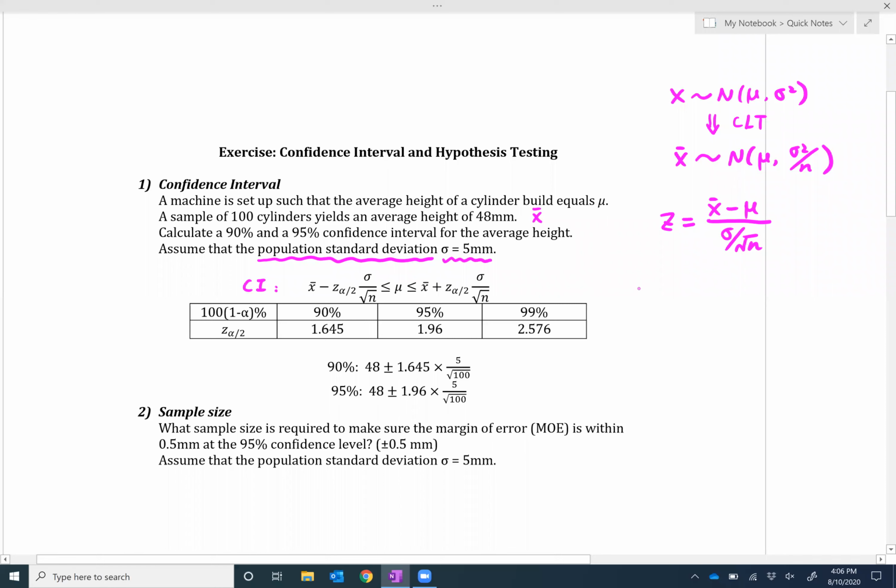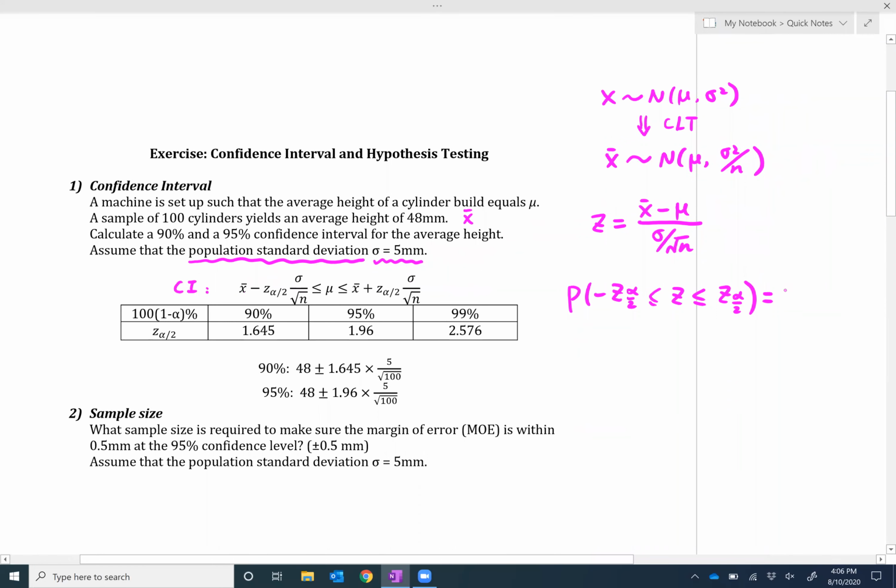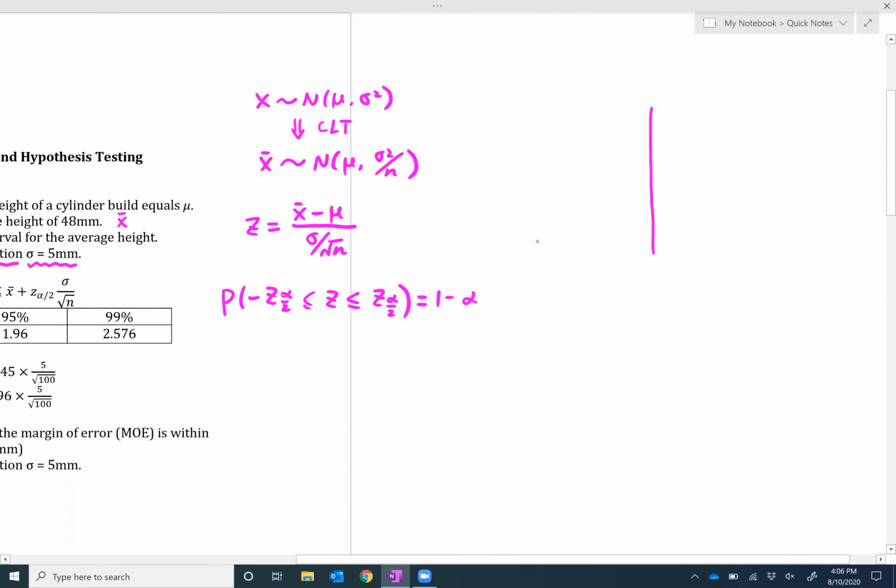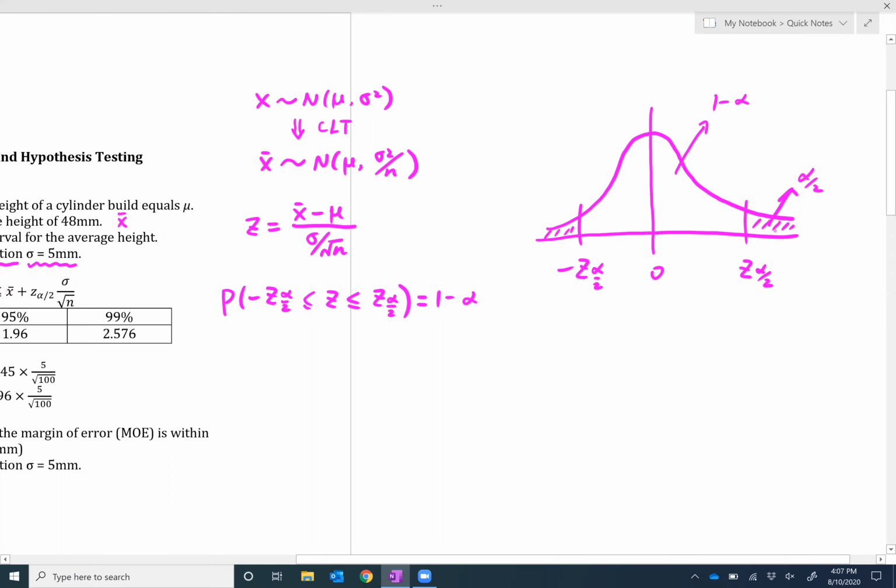Now, for the 90% or 95% confidence interval, the probability that minus z alpha over 2 is less than Z, and Z is less than z alpha over 2, will equal 1 minus alpha. In other words, if we draw the normal distribution, you will have minus z alpha over 2 and z alpha over 2, with 0 in the middle. What is the area in the middle? That is 1 minus alpha. And then you have alpha over 2 for each shaded area. So in total, by the probability rule, this is 1.